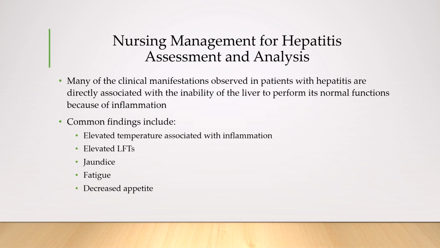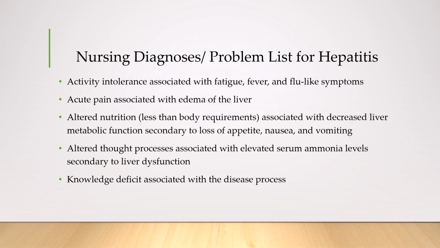So, now let's get to the care plan for this patient. Assessment and analysis. Many of the clinical manifestations that are observed in patients with hepatitis are directly associated with the inability of the liver to perform its normal functions because it is inflamed. So, some common findings will include an elevated temperature that is associated with this inflammation, elevated LFTs, those liver function tests, jaundice, fatigue, decreased appetite.